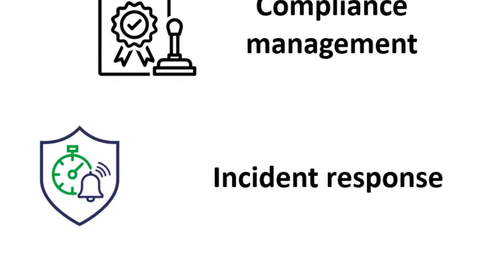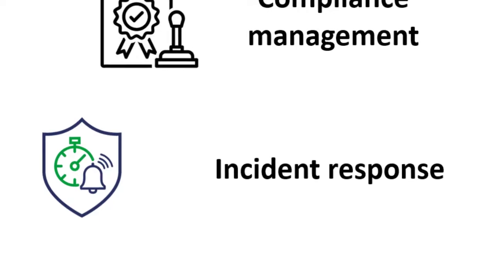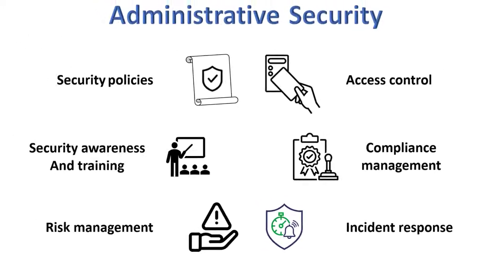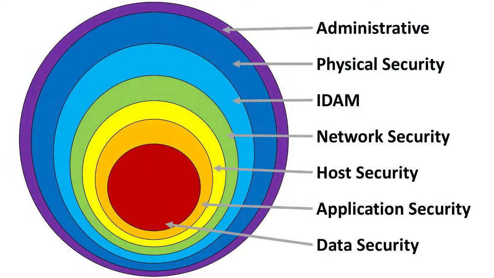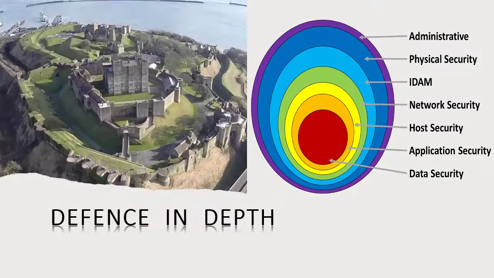Incident response. Incident response controls can include incident response teams, incident response plans, and regular testing and validation of incident response procedures. By implementing these different layers of security controls, organizations can build a comprehensive cybersecurity strategy that protects against a wide range of cyber threats and reduces the risk of security breaches and data loss. This is the defense in depth principle.